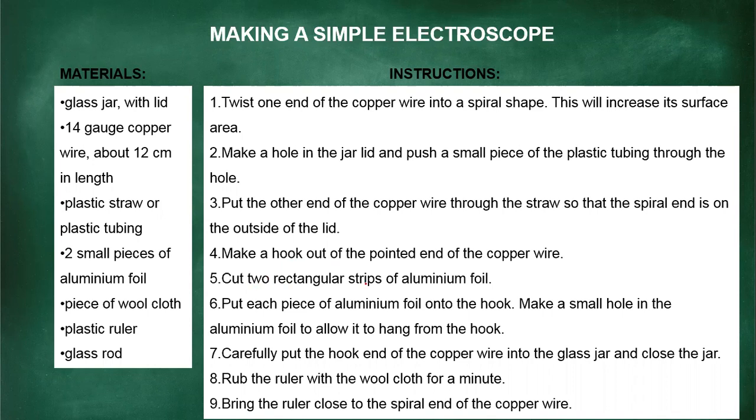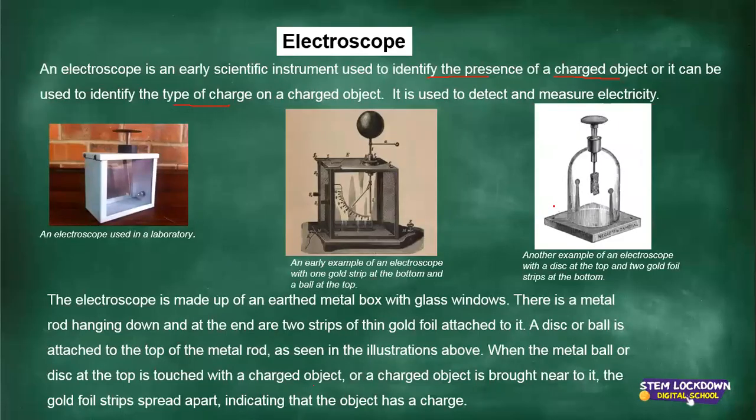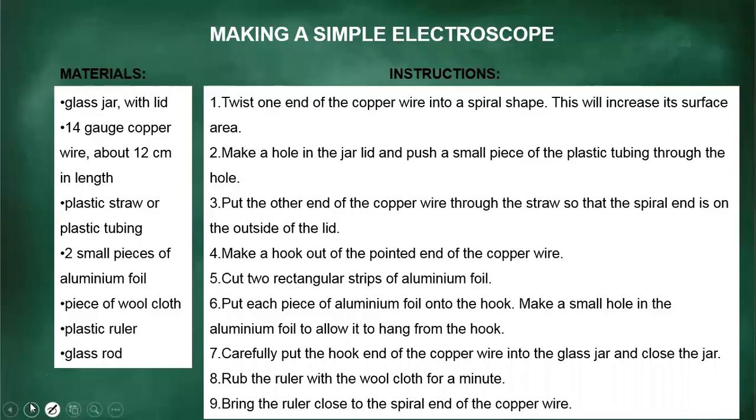And you're going to cut 2 rectangular strips of aluminum foil. Now don't cut very, very big rectangular strips. You need to cut small ones like you saw in this picture here. You can see that these strips are small. And then put each piece of the aluminum foil on the hook, and make a small hole in the aluminum foil to allow it to hang on the hook.